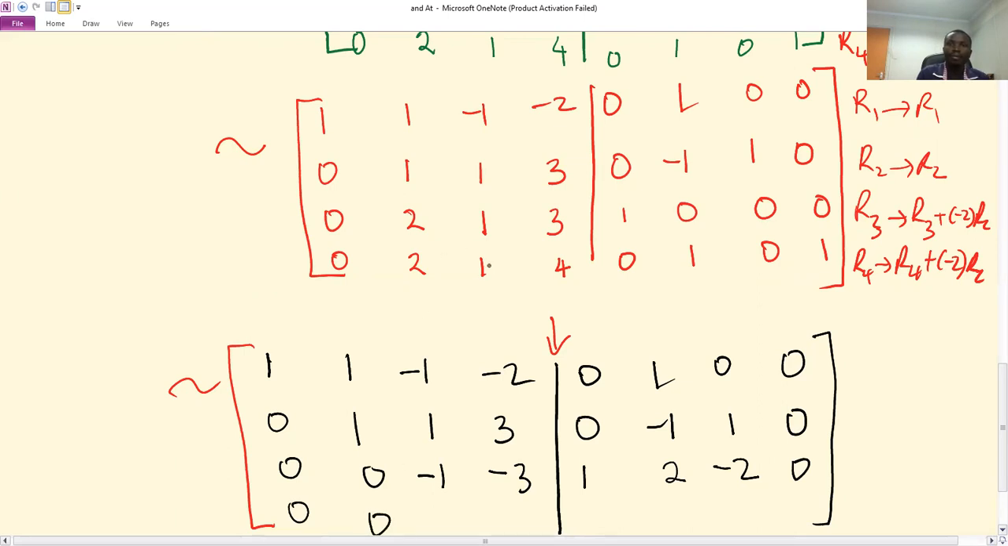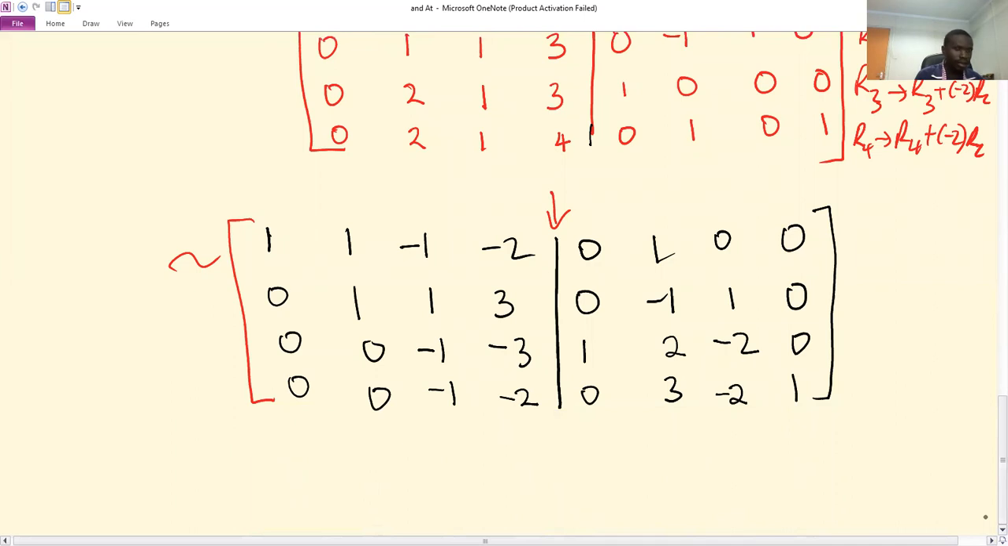1 minus 2 times 1 is minus 1. 4 minus 2 times 3 is minus 2. This will be 0. 1 plus 2 is 3. This is 0, then 0 minus 1 times 2 is minus 2. And then here we have 1. So that is the new matrix we have.